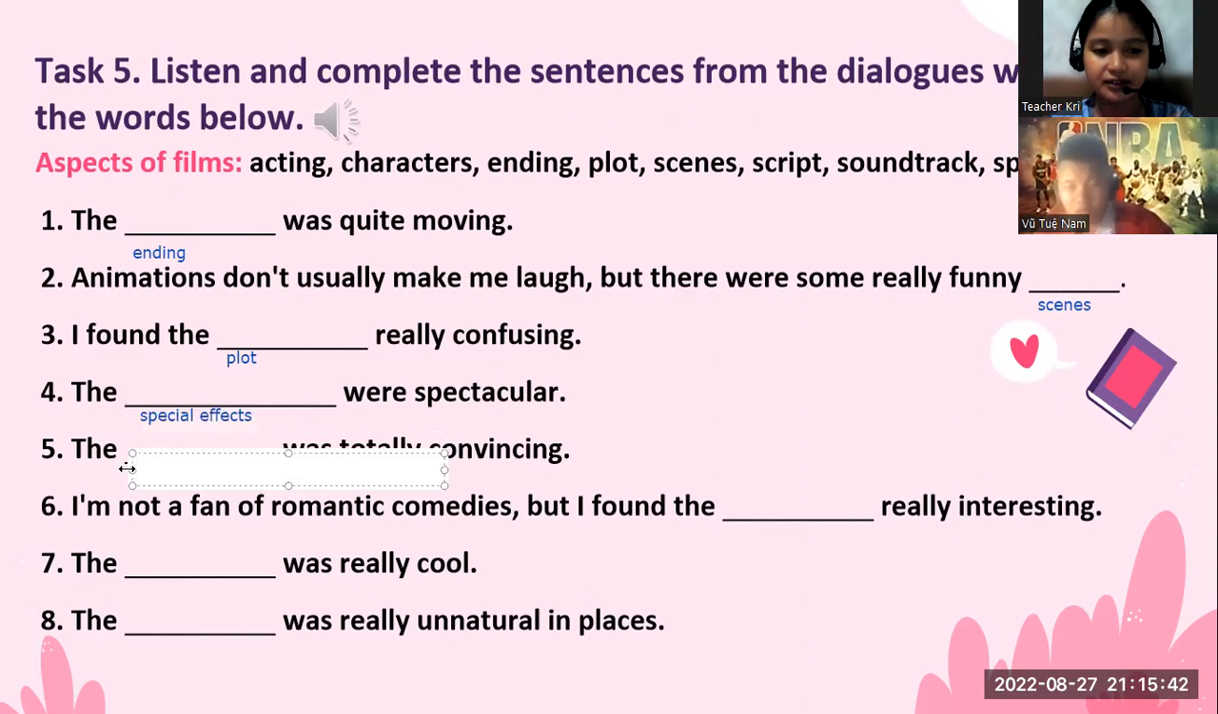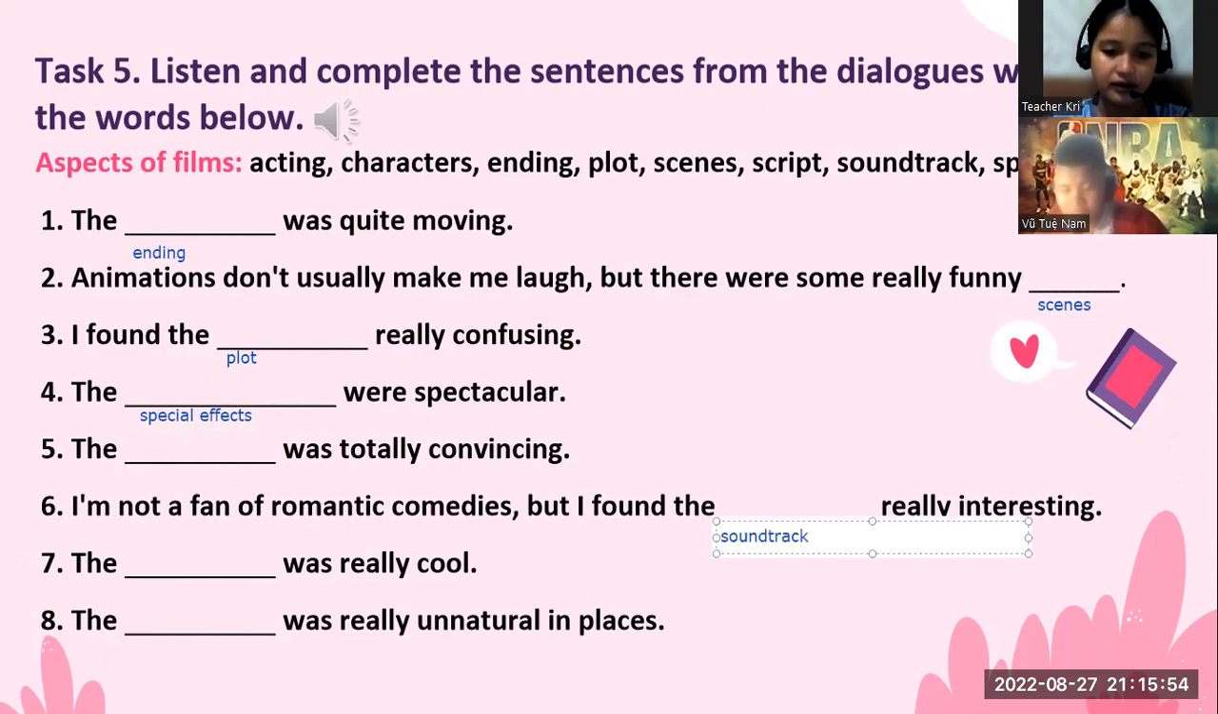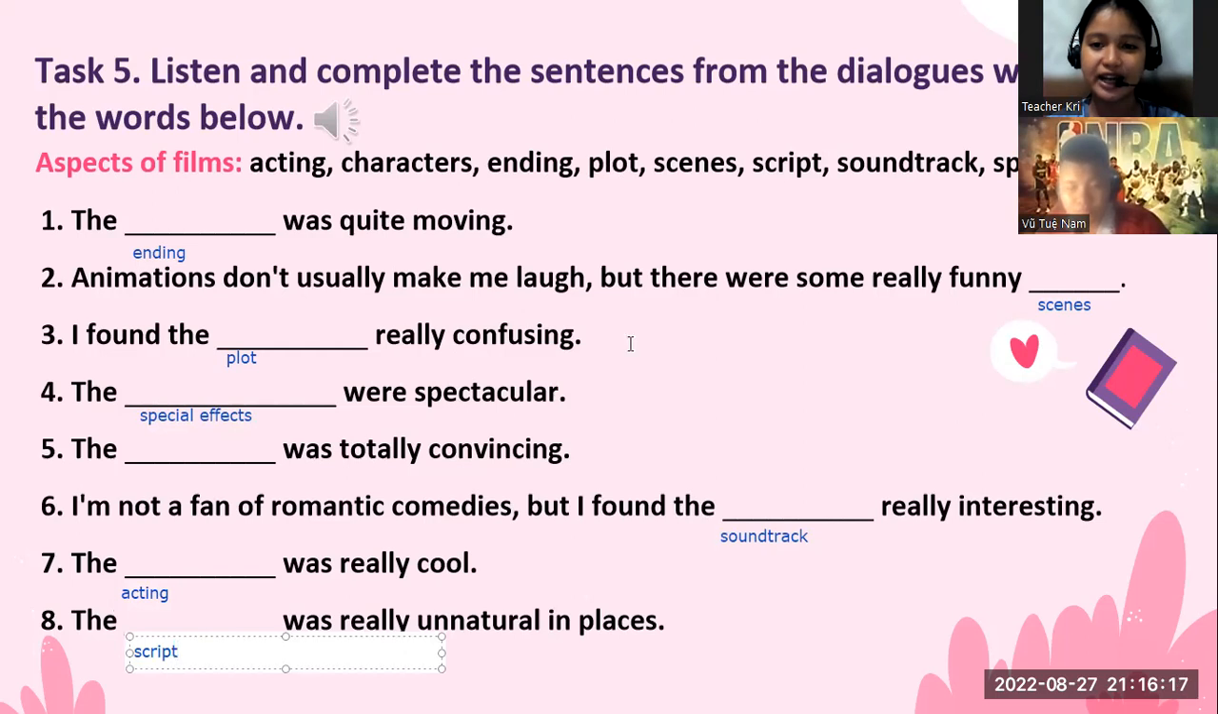How about number 5? Number 5, adolescent. Okay, no, number 5. How about number 6? Number 6 is a soundtrack. How about number 7? Number 7 is acting. And number 8? Number 8 is script. Right, so those are your answers.